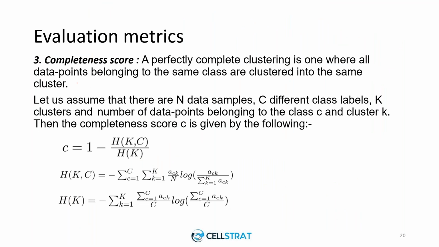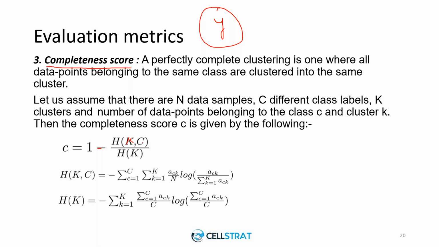Okay, so moving ahead is something called the completeness score. And I told you the completeness score and the next, the contingency matrix, are external indices evaluation metrics where you need the label Y. So if you want to calculate the completeness score, then you will need to have the labels. Here the completeness score is given by C equal to 1 minus H of K comma C divided by H of K.